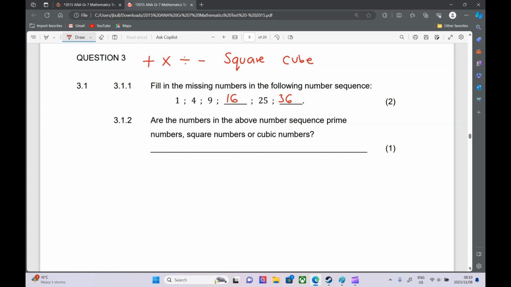So they are not prime numbers, because prime numbers would be something like 2, because it can only be divided by 1 and by 2. As soon as you get something like 4, we can say 4 can be divided by 1, can be divided by 2, can be divided by 4. So that is not a prime number. It has to only be divided by 2 things. So they're not prime numbers.